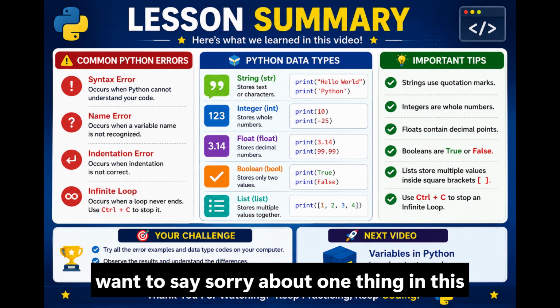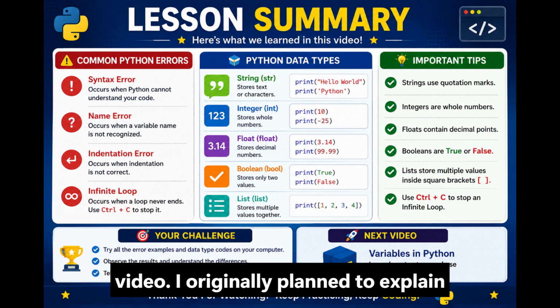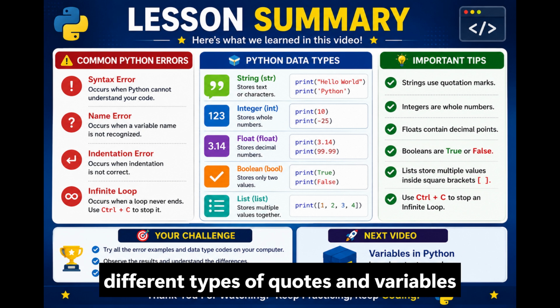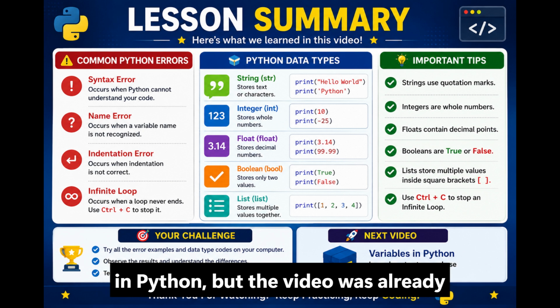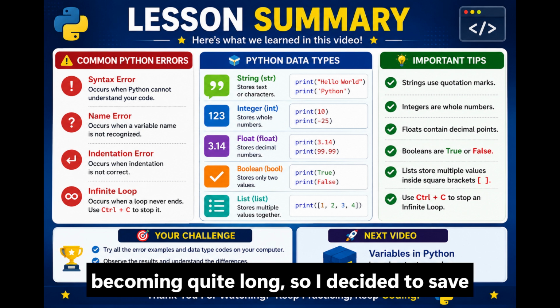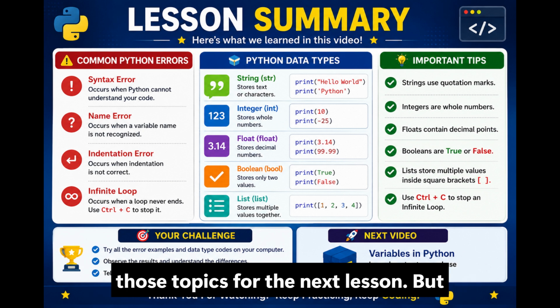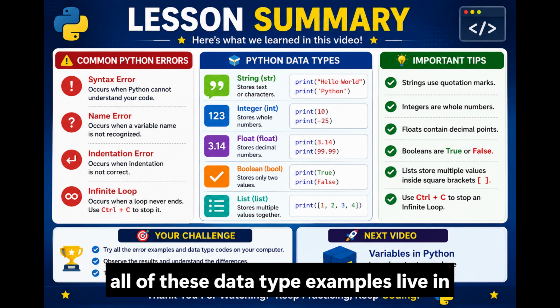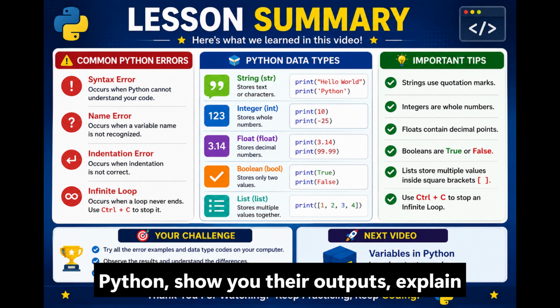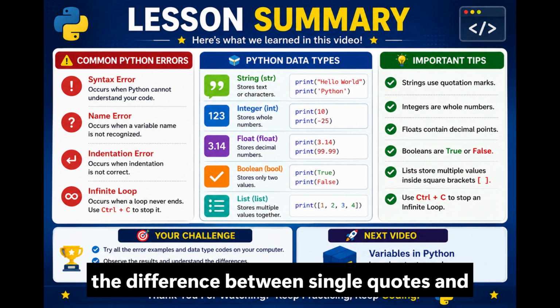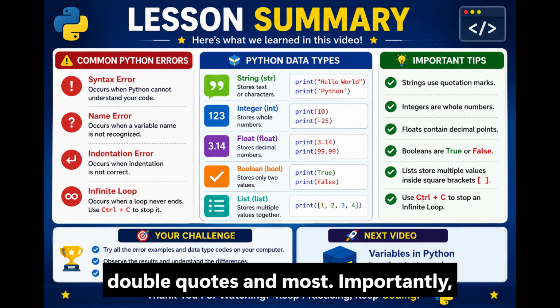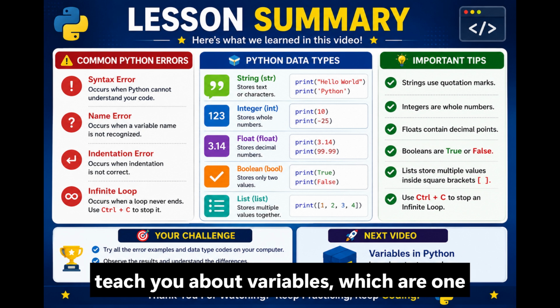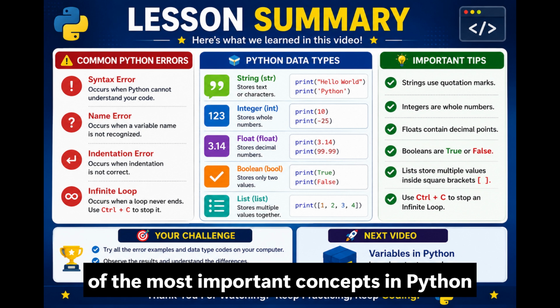Also, I want to say sorry about one thing. In this video, I originally planned to explain different types of quotes and variables in Python, but the video was already becoming quite long, so I decided to save those topics for the next lesson. But don't worry. In the next video, I will run all of these data type examples live in Python, show you their outputs, explain the difference between single quotes and double quotes, and most importantly, teach you about variables, which are one of the most important concepts in Python programming.